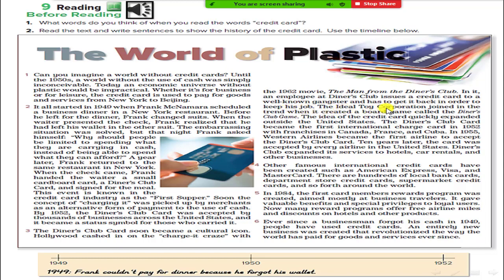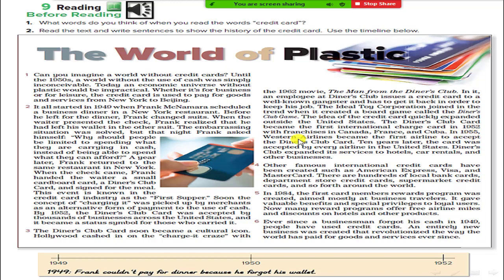The Ideal Toy Corporation, a toy company, joined in the trend when it created a board game called the Diners Club game. The idea of the credit card quickly expanded outside the United States. The Diners Club card became the first international charge card in 1952, with franchises in Canada, France, and Cuba. Franchise means permission. Okay, with franchises in Canada, France, and Cuba.